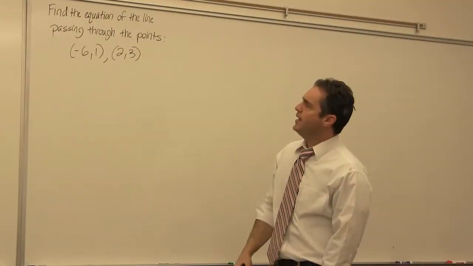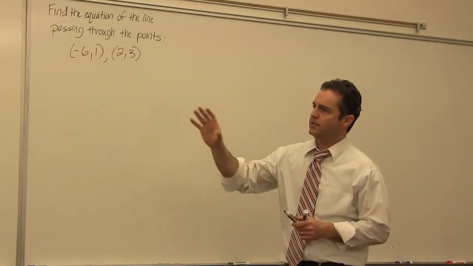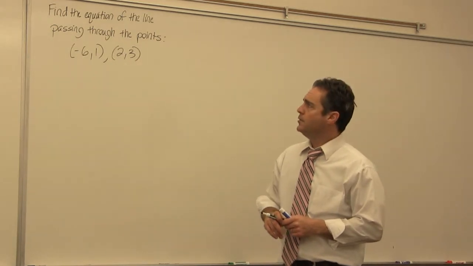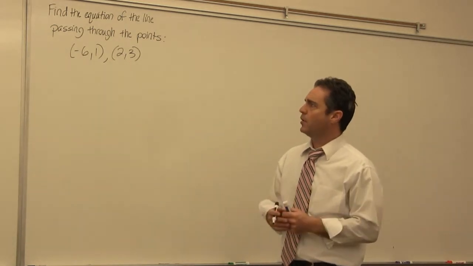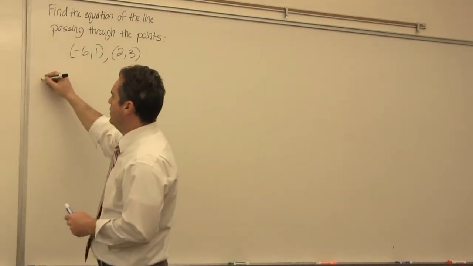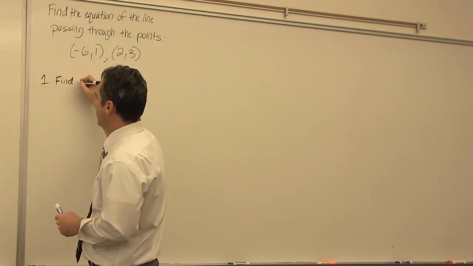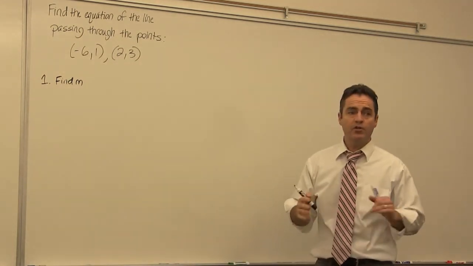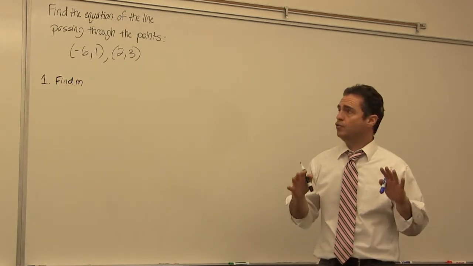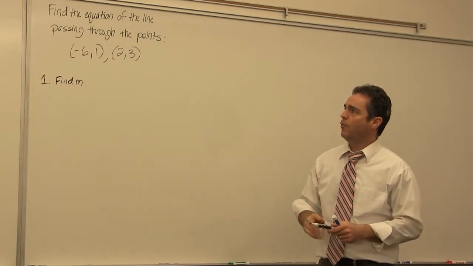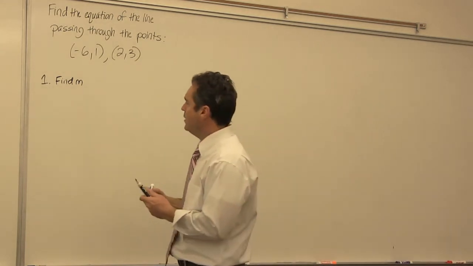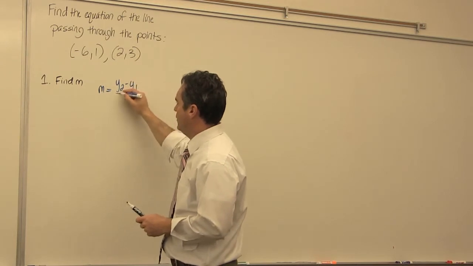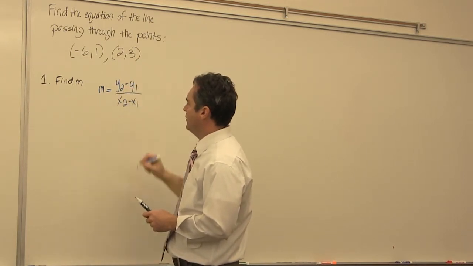Good job. Now that we have practiced a problem using the 4 steps to find the equation of a line, we're ready to tackle a problem that is slightly more complex. Remember, step number 1 is to find m. Do we have m given to us? We don't, but we do have 2 points. And we know our tool to finding the slope when given 2 points is m equals y2 minus y1 over x2 minus x1.